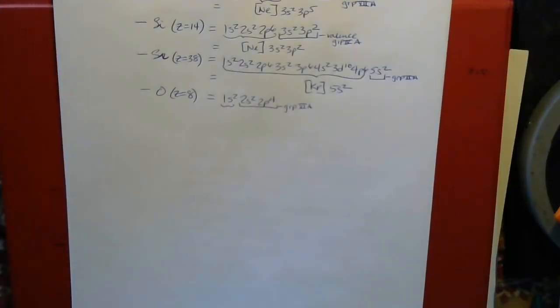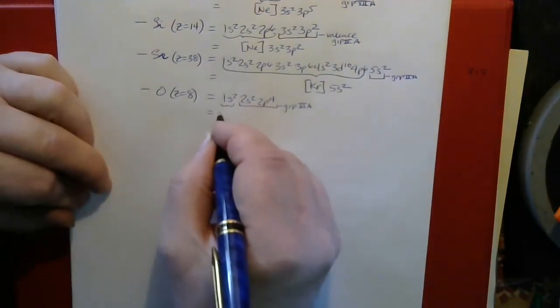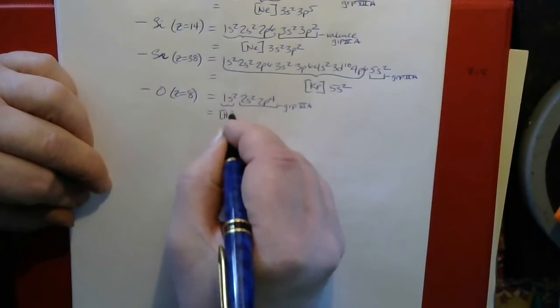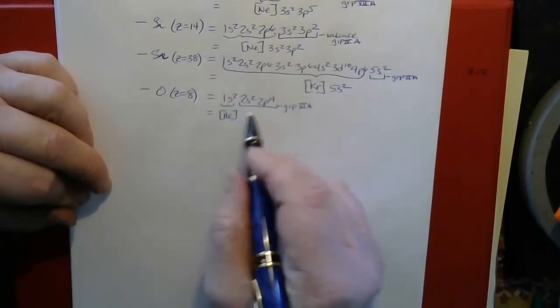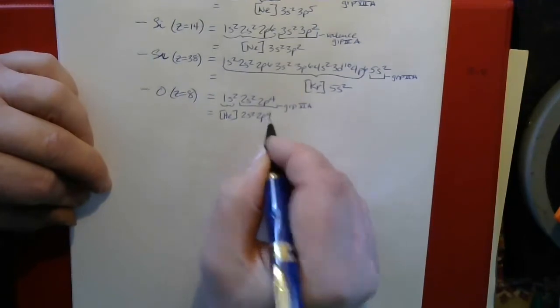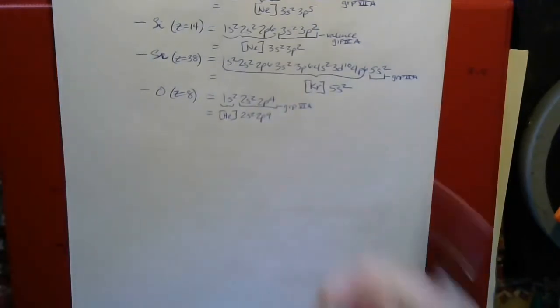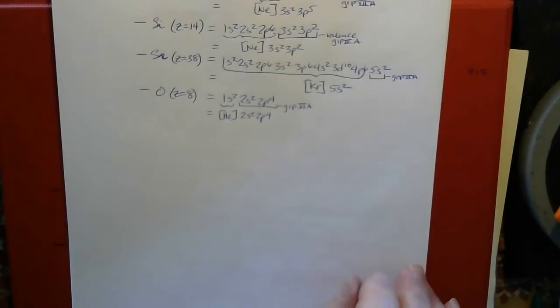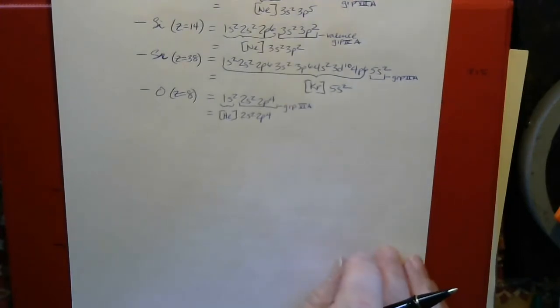The last previous noble gas was helium, and the configuration of helium was 1s2, so you can replace that part of the configuration with He, and then replace the rest with the valence shell, 2s2, 2p4. All right, so there you go.